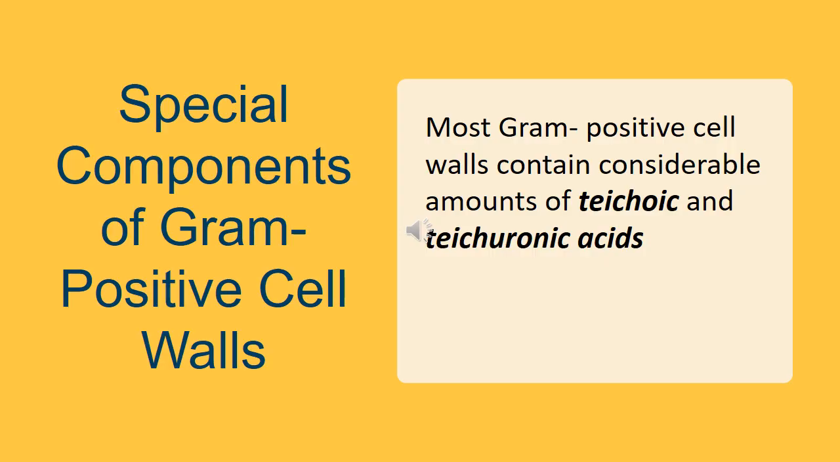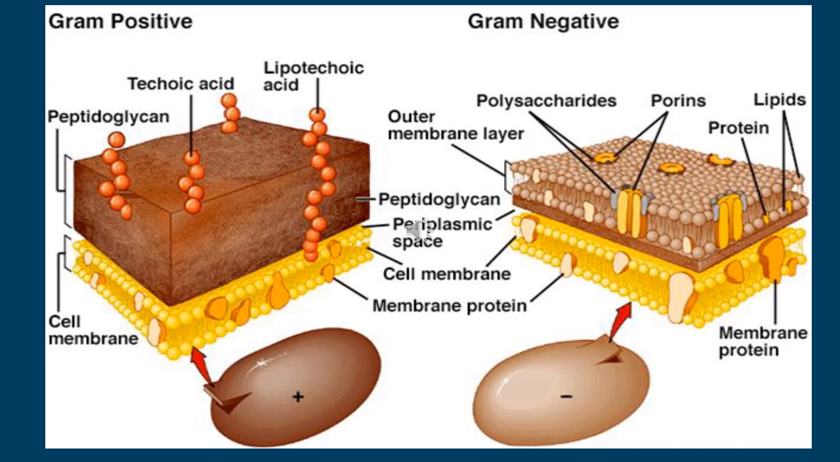We also have special components of your gram-positive cell walls, which is most of your gram-positive cell walls contain considerable amounts of your teichoic and your teichuronic acids. And as a comparison in the figure, in the gram-positive, yung left side natin na figure, yun po, meron tayong teichoic acid. However, dun sa ating negative is wala po tayong teichoic acid.